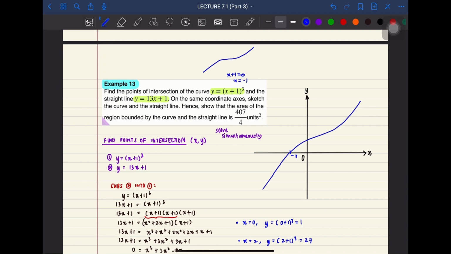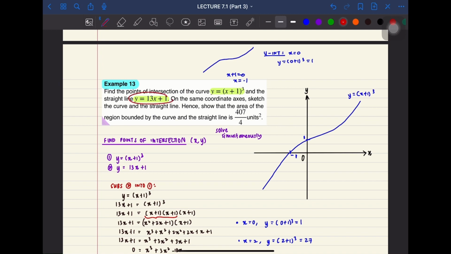Okay, so we need to find the y-intercept. So y-intercept kena cari. So y-intercept apa yang kosong? X yang kosong. Okay, so kita masukkan x kosong. So 0 plus 1 cubed is 1. So this here is 1. So this is the function y equals (x plus 1) kuasa 3.